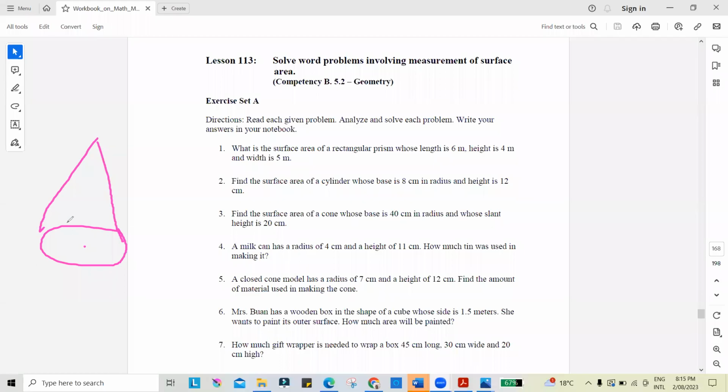Recording. Now we are going to find the area of the cone. Now the base is how much? 40 centimeters in radius. Slant height is 20. That means this slope. So 40 centimeters in radius, right? This is radius 40.